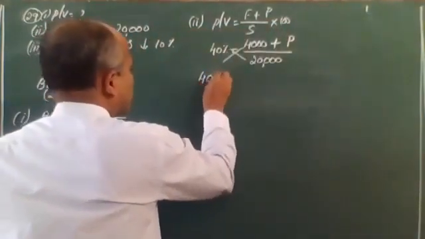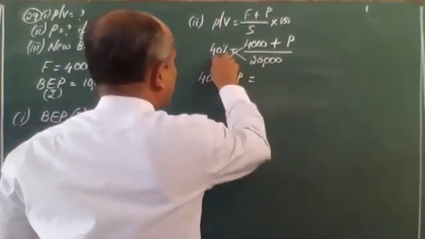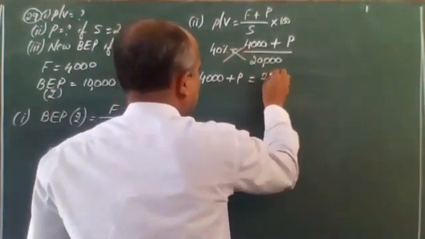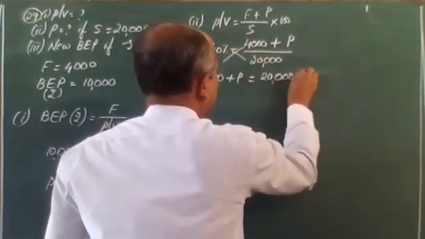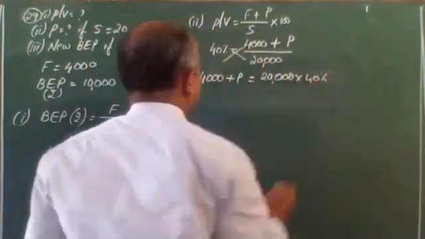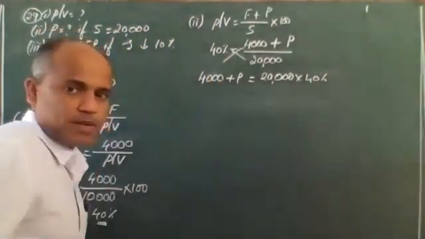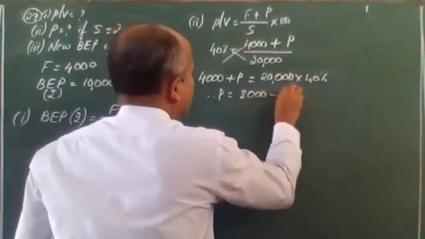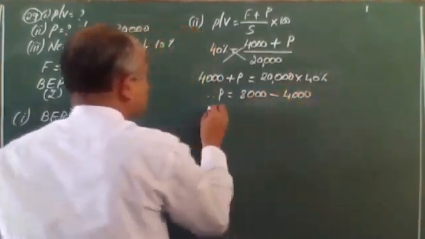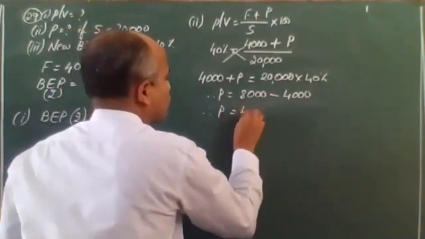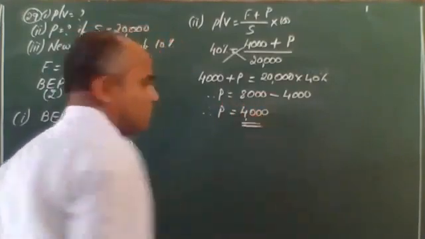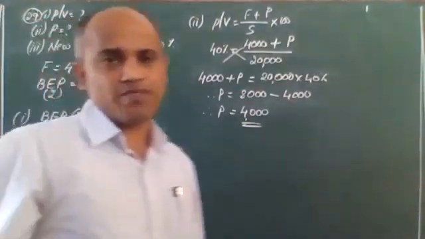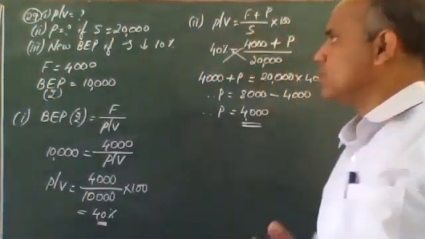4,000 plus profit is equal to 40% of 20,000. 20,000 into 40% comes to 8,000. So this plus 4,000 going the other side becomes minus. Therefore, profit is equal to 8,000 minus 4,000. Hence, profit is 4,000. This is okay. I think these are this repeated kind of questions which we have been doing. But now look at this. The third bit of the question.